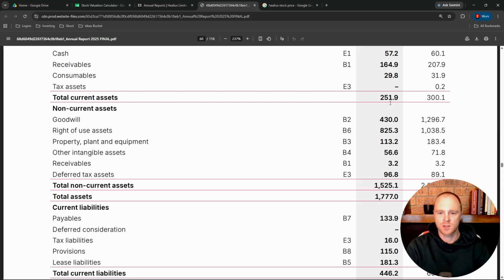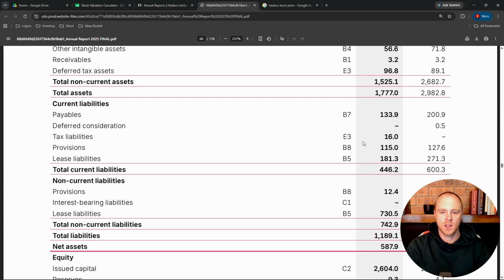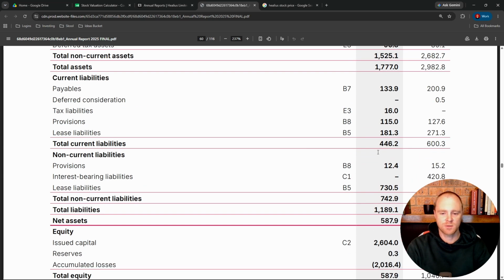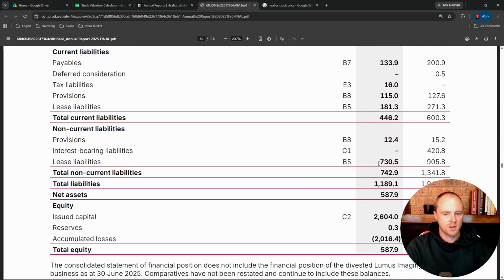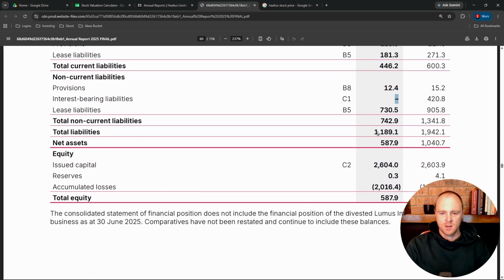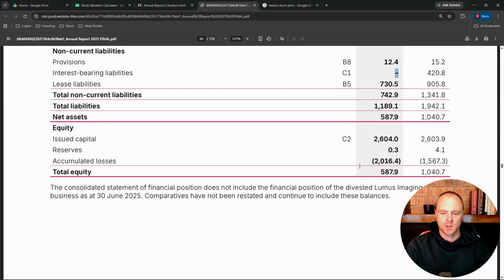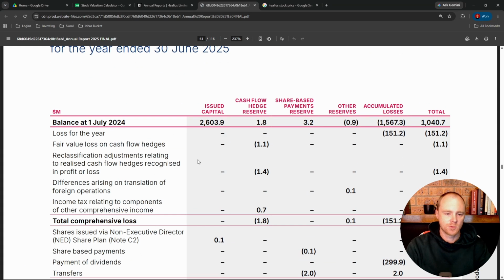Also got a couple of other smaller ones in here as well, but right of use assets has decreased if that portion of the business was sold off, and lease liabilities and interest bearing liabilities. So that's good. Looks like that's come off the books. And at this stage, the total liabilities is smaller than total assets, which is good.